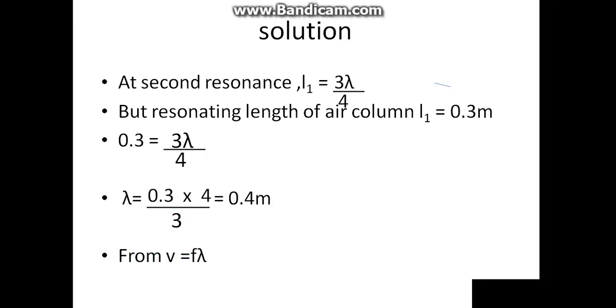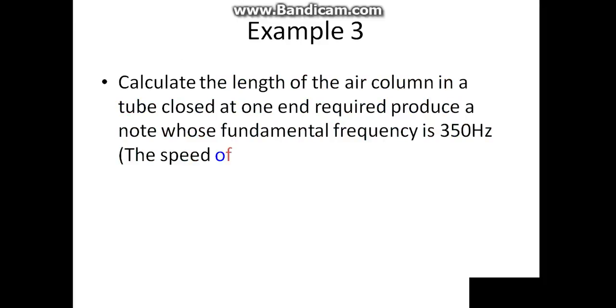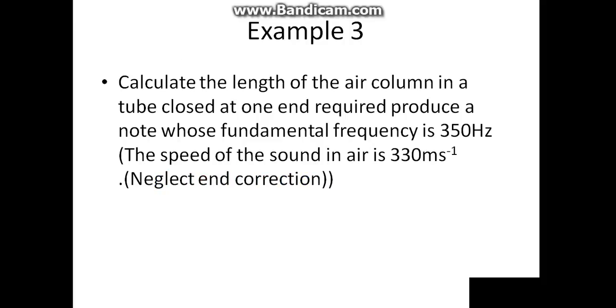From V equals F lambda, substituting the values, we have V equals 750 times 0.4, which is equal to 300 meters per second. Example 3. Calculate the length of the air column in a tube closed at one end required to produce a note whose fundamental frequency is 350 Hz. The speed of sound in air is 330 meters per second, neglecting the end correction.